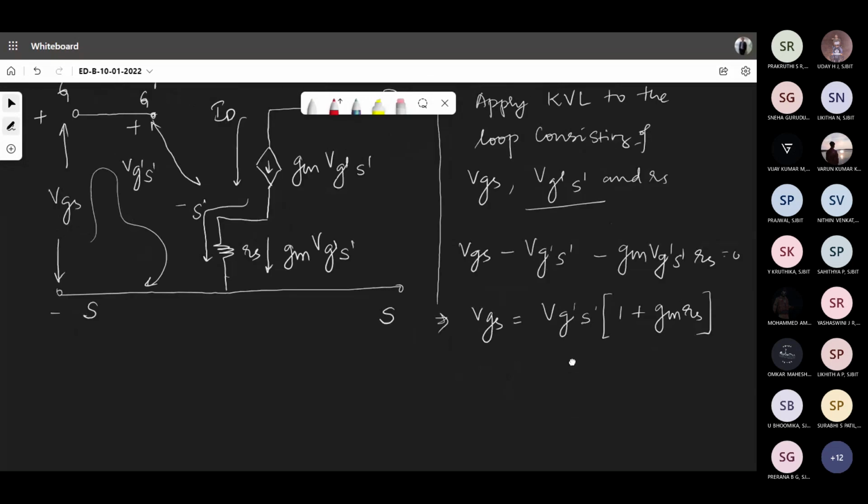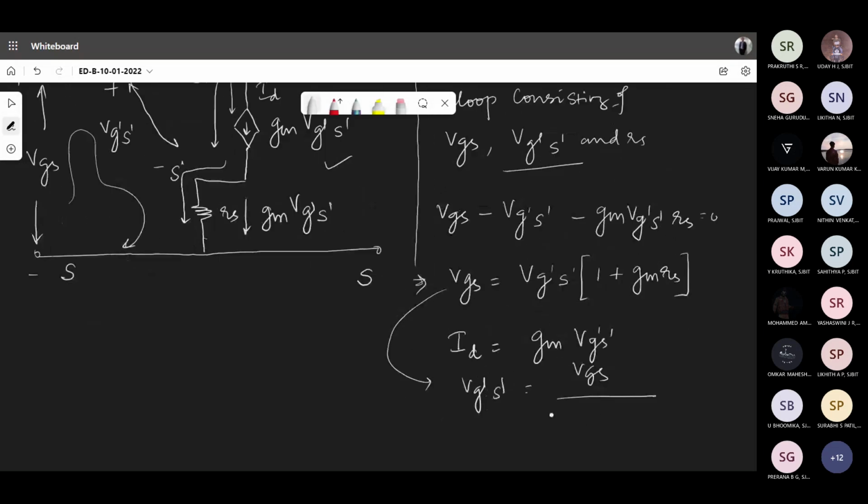What is ID or IDS? ID is nothing but GM times of VG dash S dash, because now we are considering this equivalent circuit. ID is this. Now when you take this equation, what is VG dash S dash? It will be equal to VGS divided by 1 plus GM times of RS.